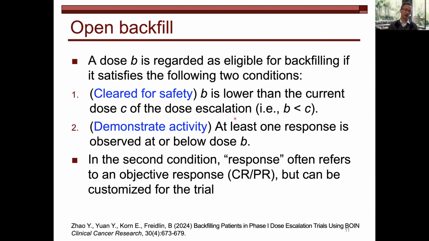A dose being safe does not mean it's ethical to treat additional patients. If it's not effective, why treat more patients? Also, from a drug development perspective, we are not interested in such a dose. We want a dose which shows activity. Here, for the second condition, we use response. That's one possible condition. If you have a reliable surrogate endpoint, or biomarker, or PD measurement, you can also use that.